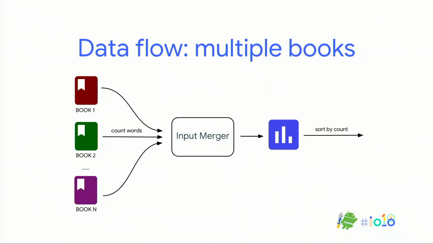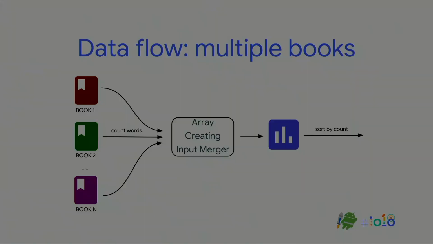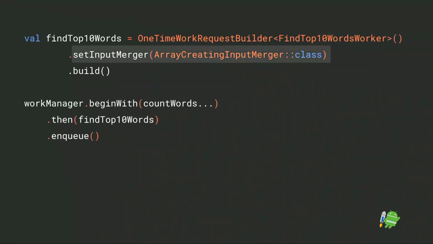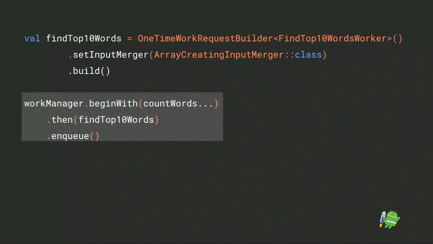So let's go back to that example I was telling you about, Sherlock Holmes. Implicitly, there's an input merger before the stage. So we combine all of that data. And which input merger do we want to use? We don't want to throw away any of this calculation that we've done. So we actually want to use an array creating input merger, which preserves all of the data and gets it through. So how do we do that? Well, we just say set input merger on the request builder of the find top 10 words. So it merges data using an array creating input merger. So you say begin with the count words workers, then do the find top 10 words worker, and then enqueue.